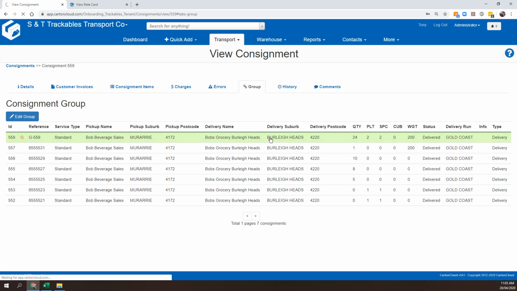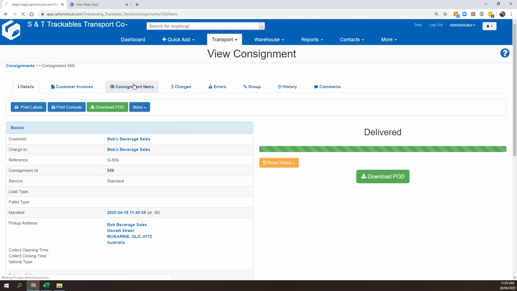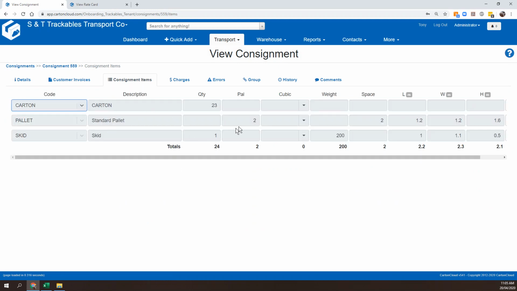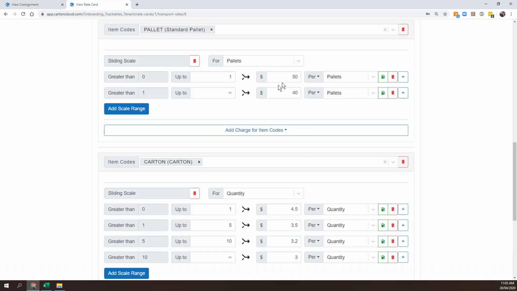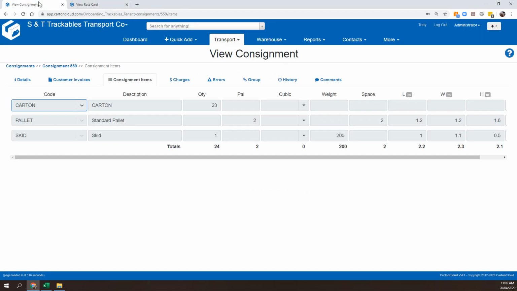Under the group consignment, if I come into the group and I have a look at the consignment items, it actually has amalgamated these all together. So it's going to charge the sliding scale of the standard pallet as a group of two. And so we know that anything over one, it's going to charge then at $40 for the pallet. And it will do the same with the cartons.